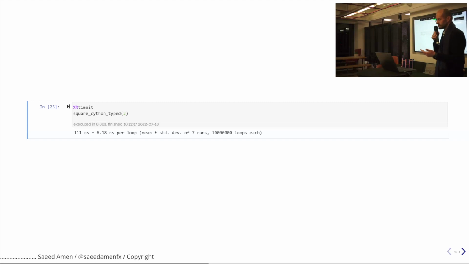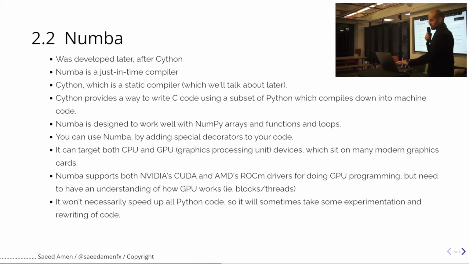But one of the things with Cython is you have this compilation step, essentially a static time compilation step. So Numba is something that people tend to use a bit more than Cython these days. It's a just-in-time compiler as opposed to a static compiler like Cython. Numba works quite well with NumPy arrays. You can use Numba by adding special decorators in your code, and you can target CPU or also GPU. One thing to bear in mind is it doesn't necessarily speed up all your Python code and takes some experimentation, but it can be quite effective when it works.